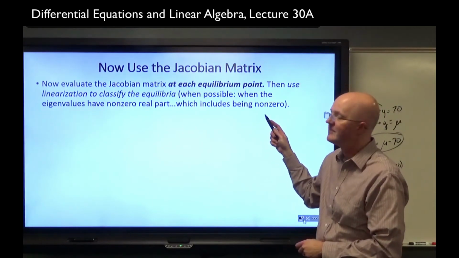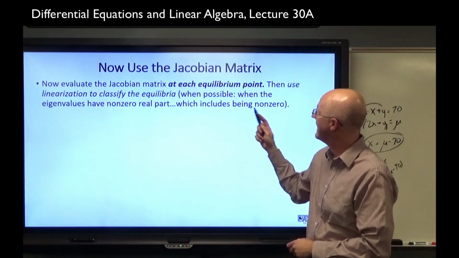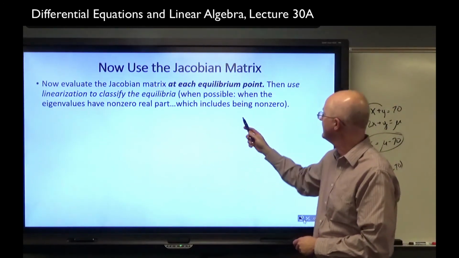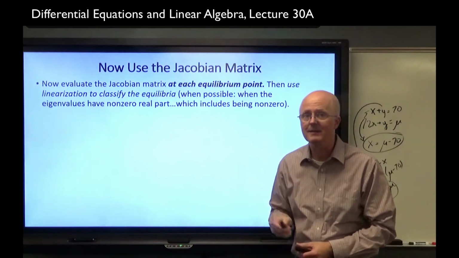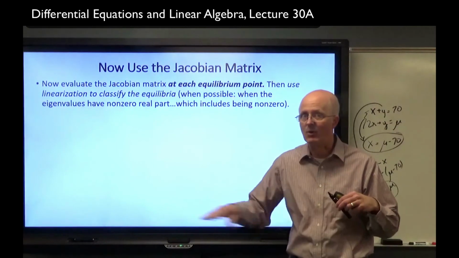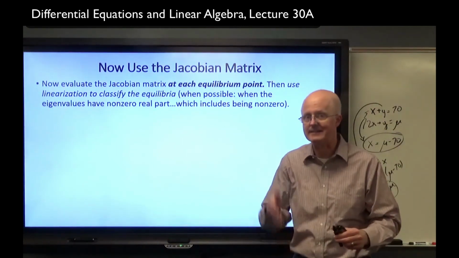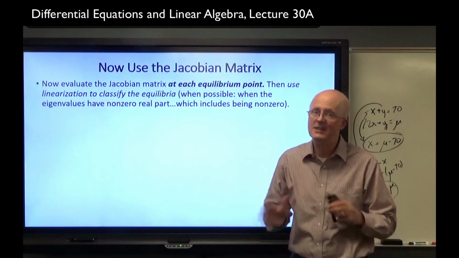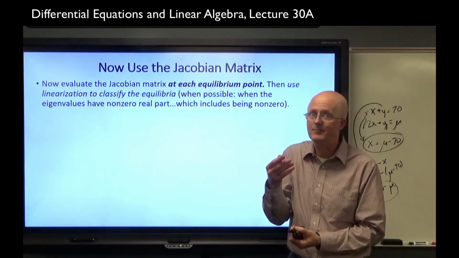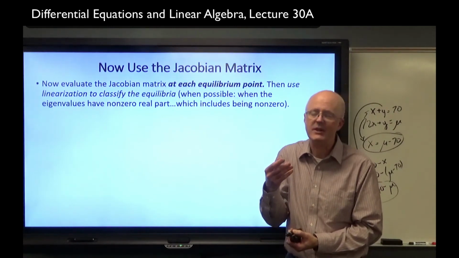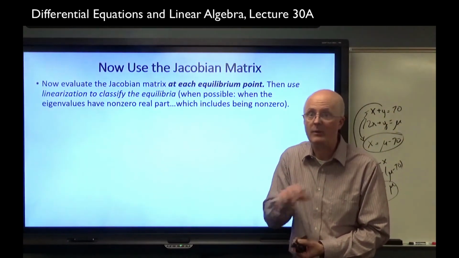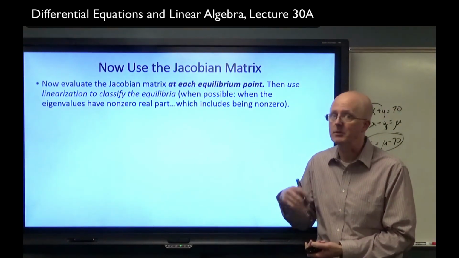When is linearization possible? When eigenvalues have non-zero real part, which includes being non-zero itself. As complex numbers, which include real numbers, the real axis is horizontal in the complex plane and the vertical axis is labeled imaginary. As long as none of your eigenvalues are on the imaginary axis, meaning they're either pure imaginary, like plus or minus 5i, or 0, we can use linearization.